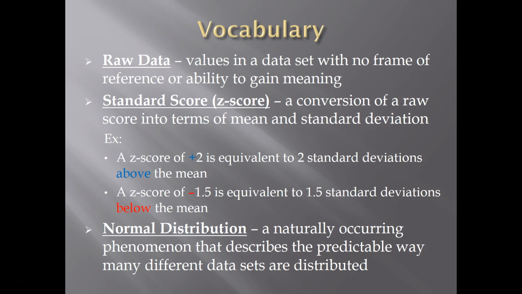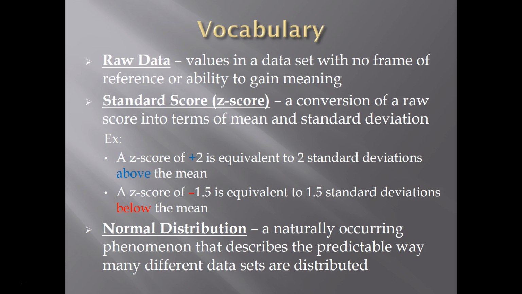So that's the process of taking a raw score that doesn't really have any frame of reference or meaning and converting it into a form that does have a frame of reference, that does have some meaning. It gives you a z-score, and that tells you where it is relative to the mean. All right, so an example of this is a z-score of positive 2. Anytime you see a z-score that's positive, that means the data value or the data score is higher than the mean. It's above the mean or greater than the mean.